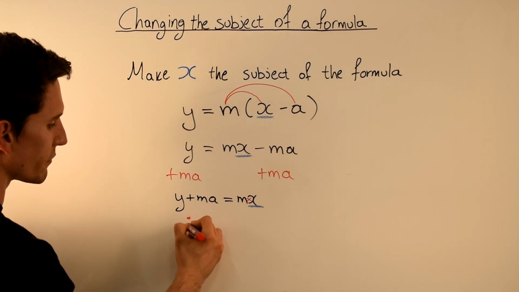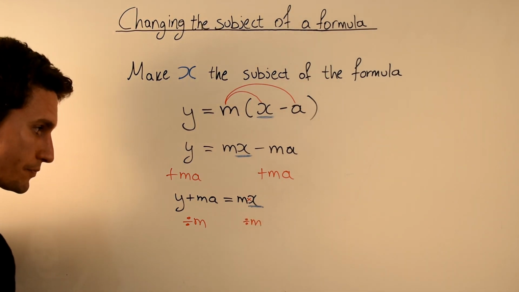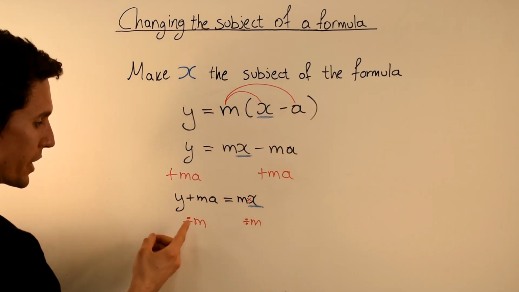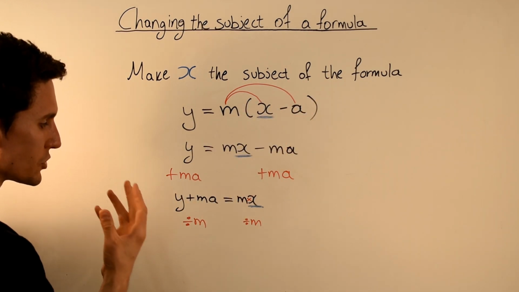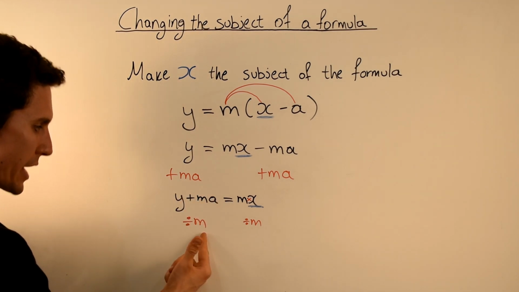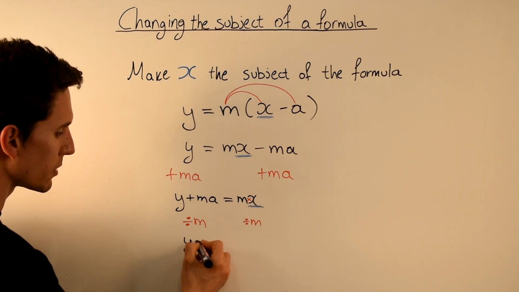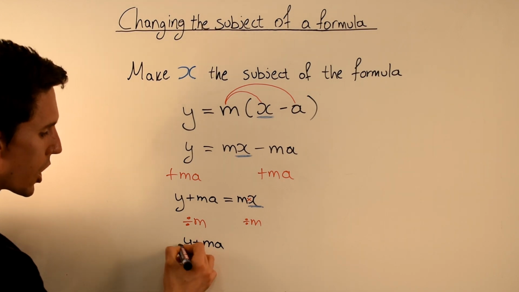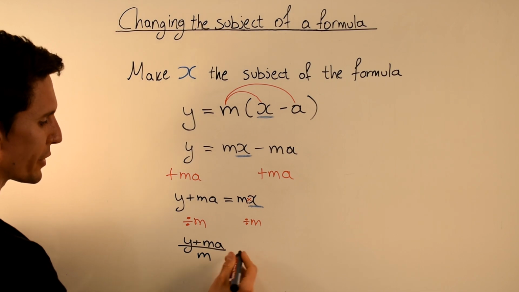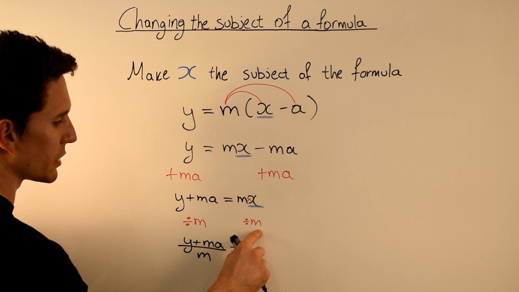Therefore we'll divide by m on the left, and we'll divide by m on the right as well. Now we'll have to divide the entire left hand side of the formula by m, so that means that we'll need to emphasize that y plus ma is all being divided by m. In order to do that, we will write it down as a fraction. So we'll have y plus ma over m. And then we'll continue with copying the equal sign right here. And lastly, we have mx divided by m.